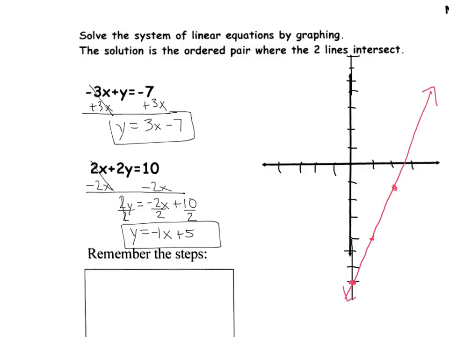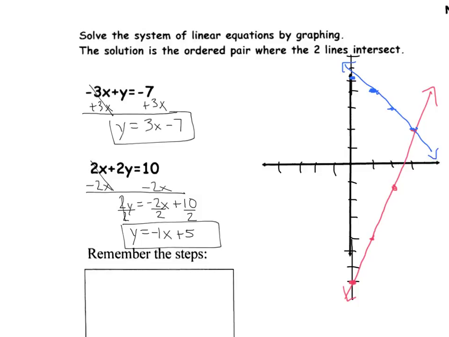Let's see, I can even go up 3, 1, 2, 3 over 1. The dot would be right there. And now the second line, right here starts at 5 and goes down 1 over 1. So it starts somewhere up here, down 1 over 1, down 1 over 1, down 1 over 1, so the line goes something like that.